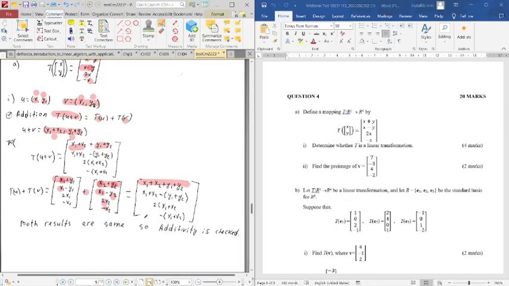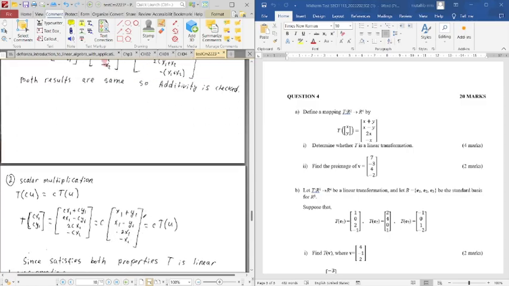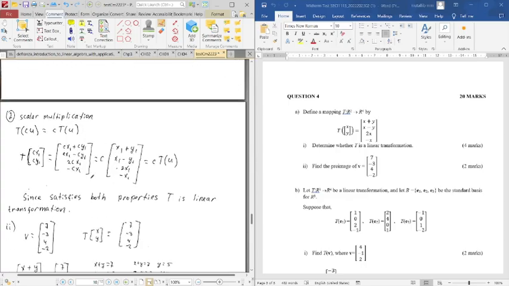And second, we need to check if it's closed under scalar multiplication. To check this, we need to see if transformation of cu equals c times transformation of u.